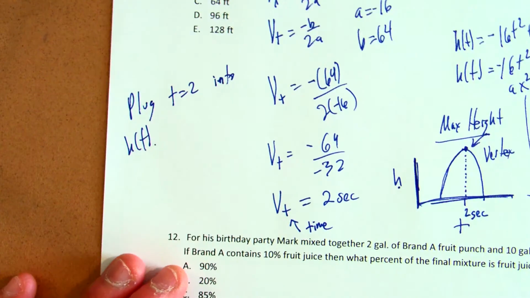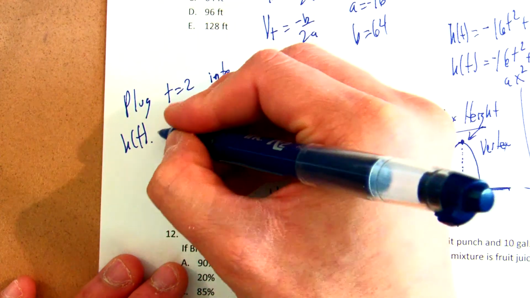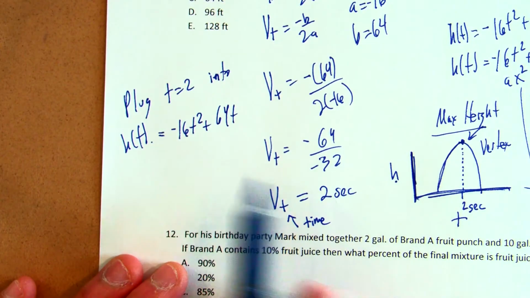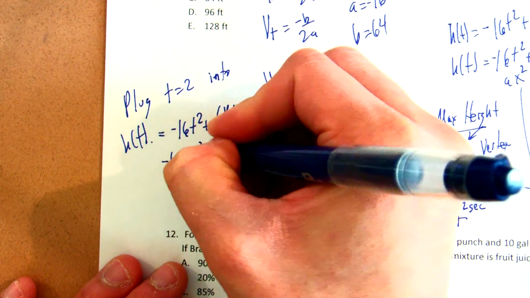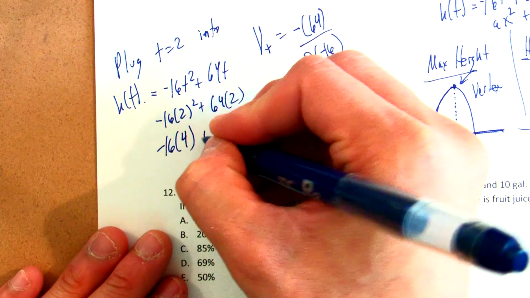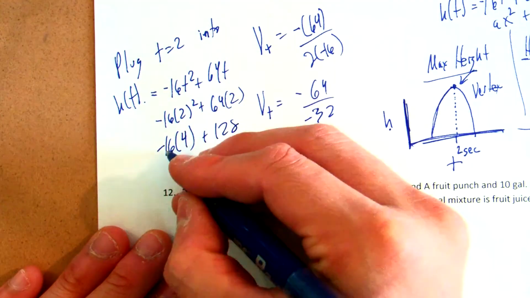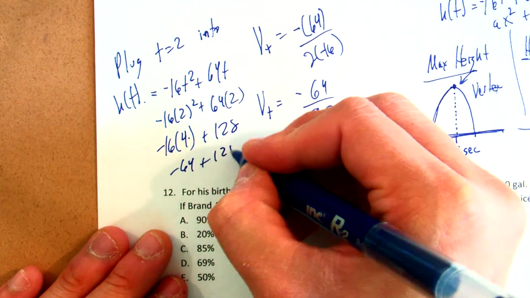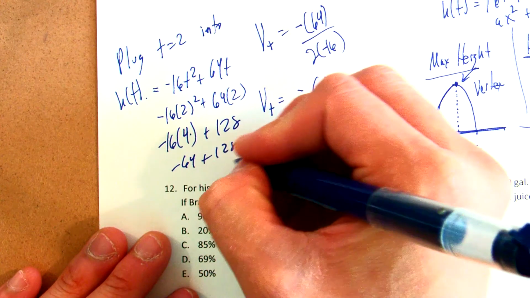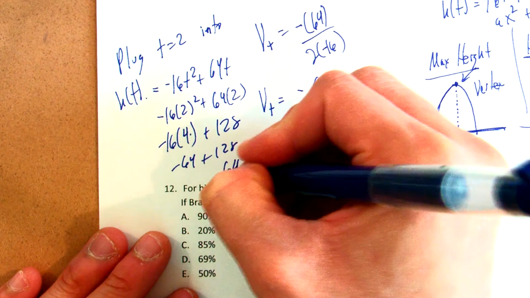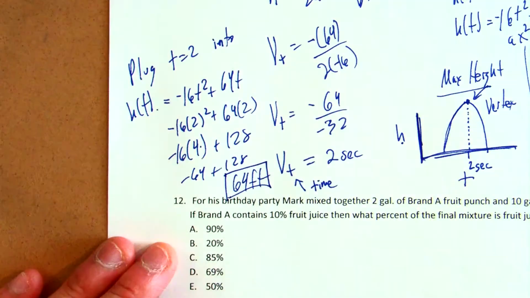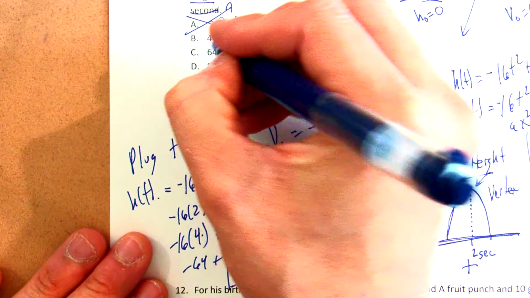And h of t is just negative 16t squared plus 64t. And you plug in 2 seconds here, so we get negative 16 times 2 squared plus 64 times 2, and this gives me what? Negative 16 times 4 plus 2 times 64 is 128, so that's negative 64 plus 128, which is just 64. In this case it's feet. Why feet? Because it is h. H stands for height. And this is the final answer, which is going to be C here. And that's how you do it.